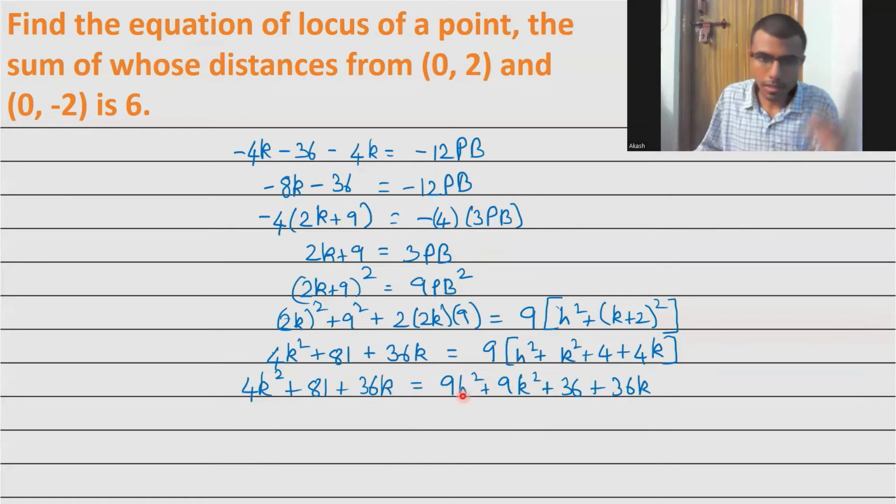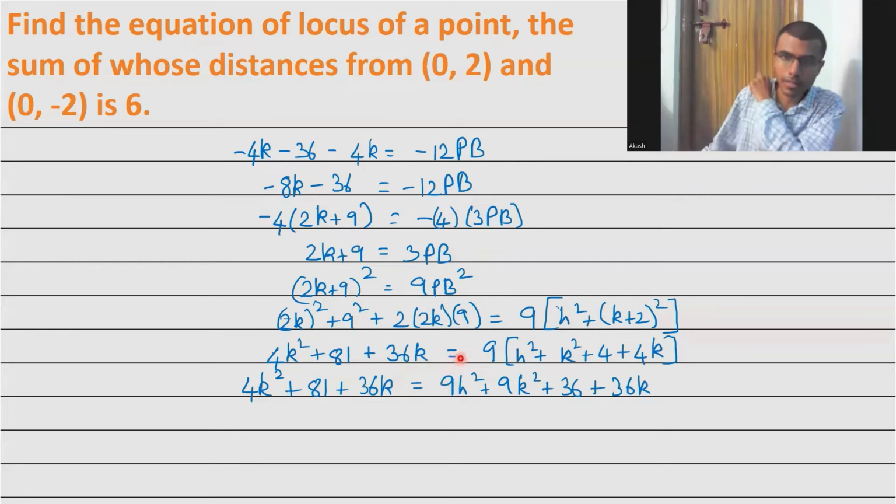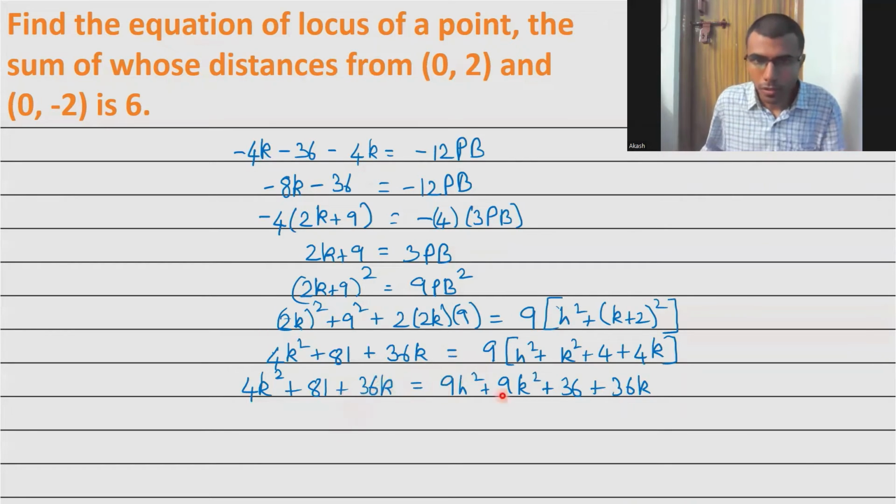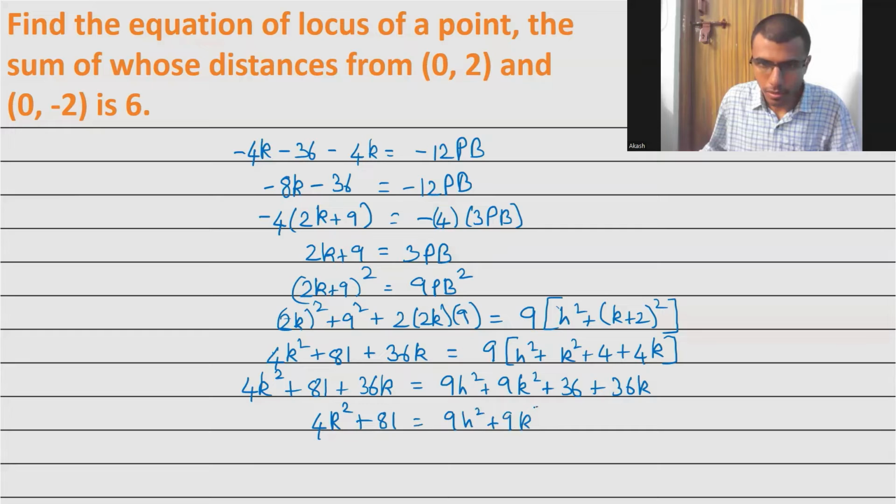Now if you see, 36k would get cancelled. If you are getting like this, it means that you have done it right. Otherwise, somewhere you might have made a mistake. So 36k would get cancelled. Now what I'm left with is 4k square plus 81 is equal to 9h square plus 9k square plus 36.